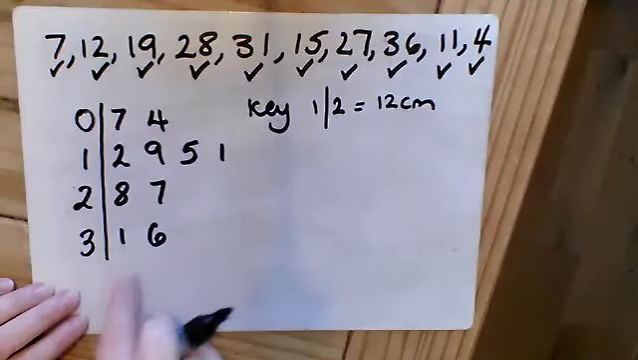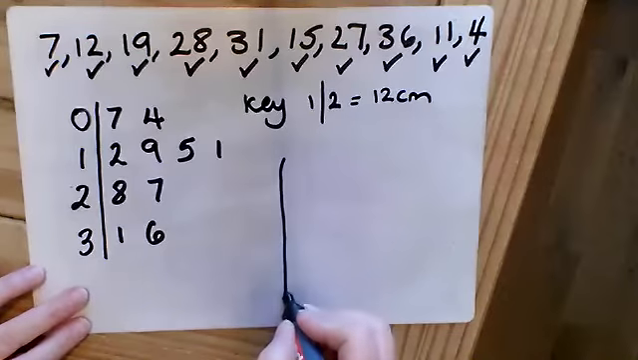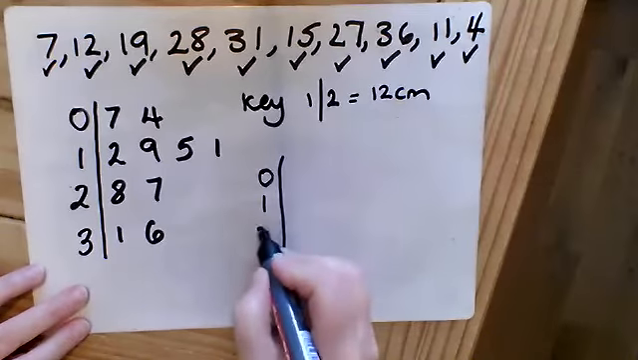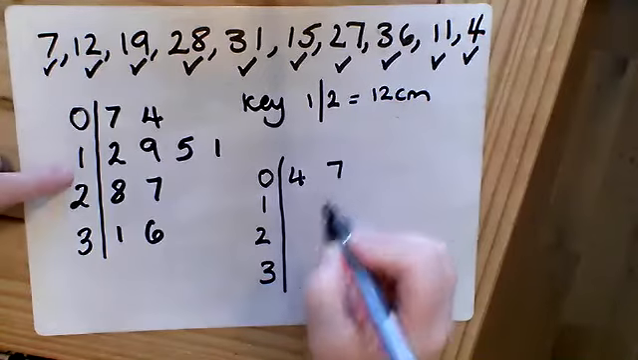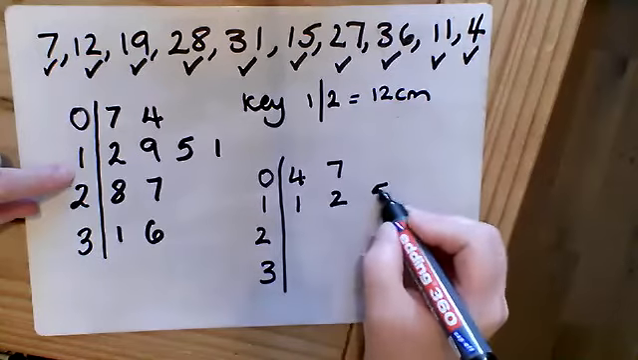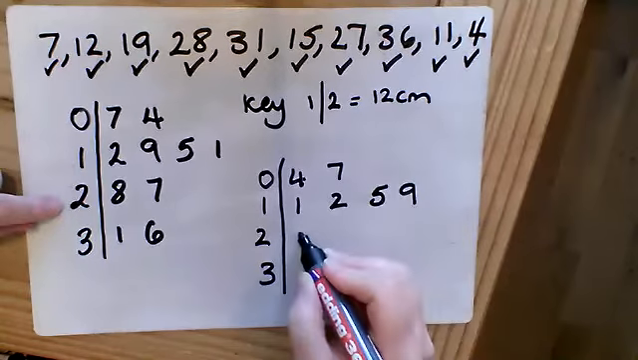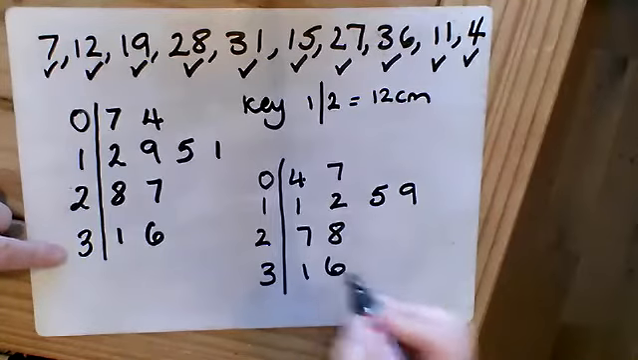Now, this stem and leaf is not yet ordered. I need to do it again. So starting with the units, 4, then 7. In the tens, then I would have 1, 2, 5 and 9. That would be 7 and 8, and this would be 1 and 6.